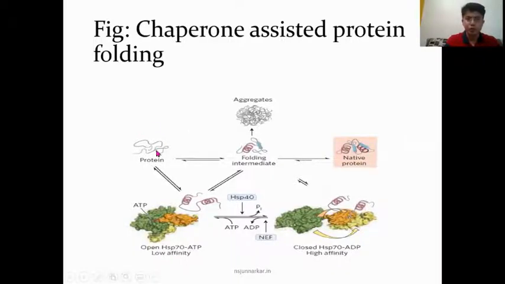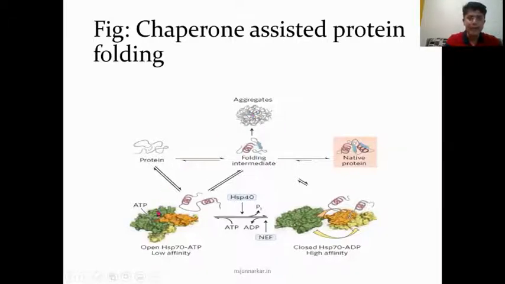The protein is shown after synthesis. The protein which is being synthesized generally folds, and a folding intermediate is formed before it folds into the native conformation, which is a functional one. It may happen that during folding, incorrect folding occurs, and then these incorrectly folded protein structures accumulate and are seen as aggregates.